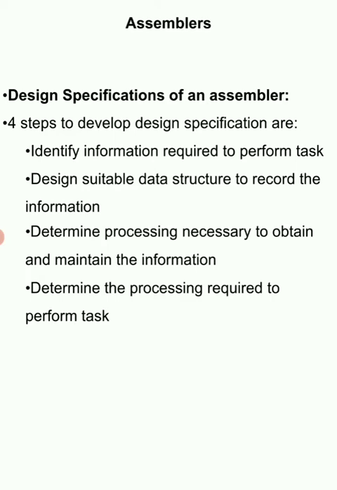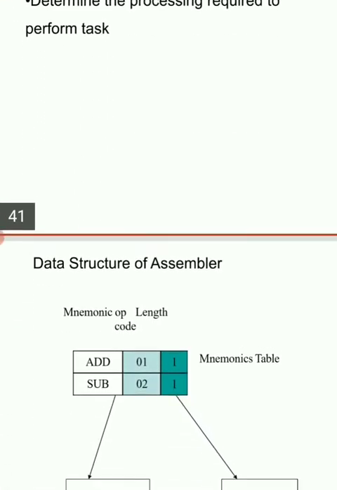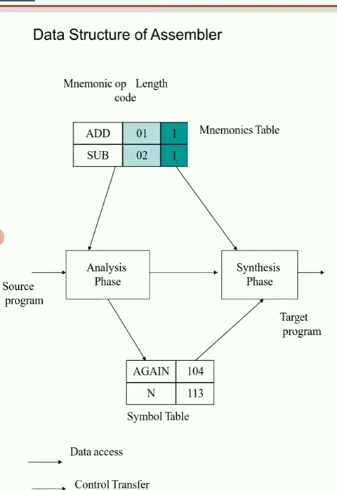Here there are some steps to develop a design specification. First of all, we are supposed to identify the information which we will require to perform the task. Then we can design a suitable data structure to record the information. Determine the processing necessary to obtain and maintain the information. After that, we can determine the processing which is required to perform that task. So here we can see one example.